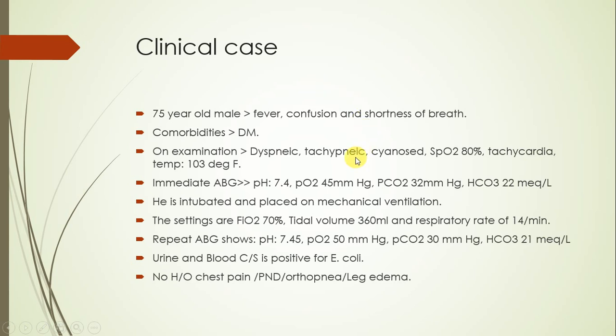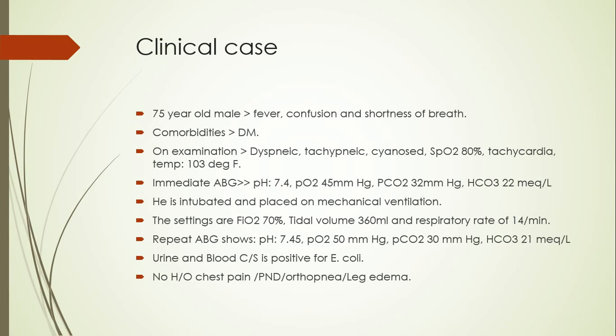This is a 75-year-old patient who presents to the emergency room with fever, confusion, and shortness of breath. He has diabetes mellitus, which is controlled with insulin and metformin. On examination, the patient has shortness of breath, a high respiratory rate, and cyanosis. The saturation is very low, at 80%. There is also tachycardia, and the temperature is high.